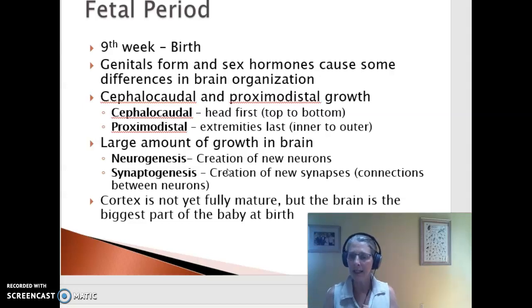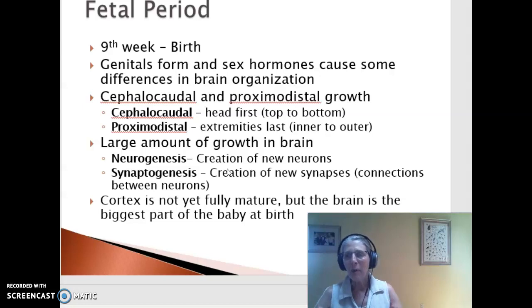Proximodistal is from the inside out, so inner to outer. So extremities will be the final growth that happens for the fetus. So you might want to jot these two words down, cephalocaudal and proximodistal, and what they mean, and how it describes the development of the fetus. So a lot going on here in this fetal period.